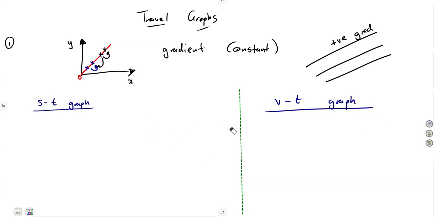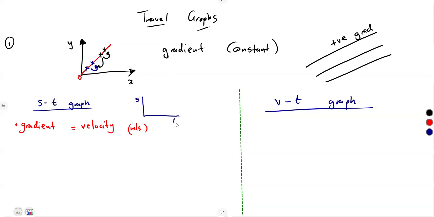So in our case, this gradient that I'm talking about has a representation under the displacement time graph. That gradient represents the velocity. So that gradient that we are talking about represents velocity. It equals the velocity, which is normally measured in meters per second.